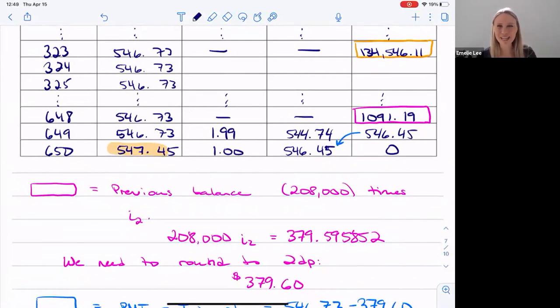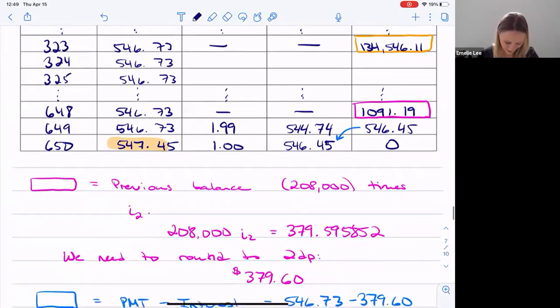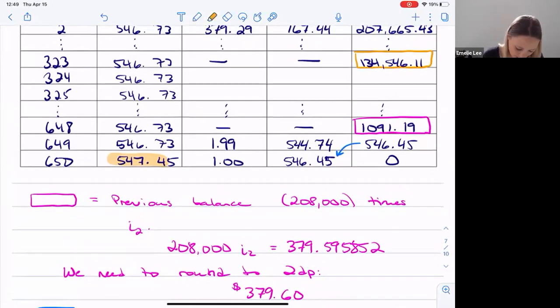I told you I was worried that we wouldn't get to it, but we need to really pay attention to this last line, right? Because that's where things shift a little bit, because we have to force the balance to be zero.